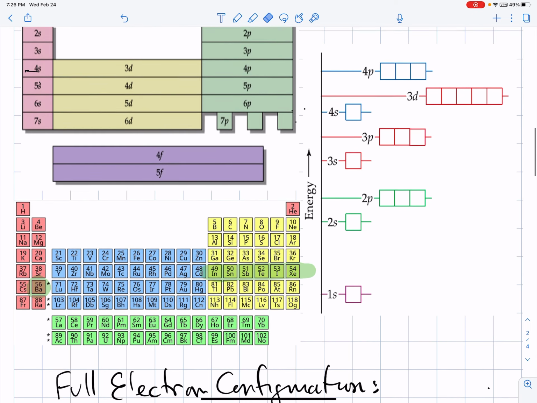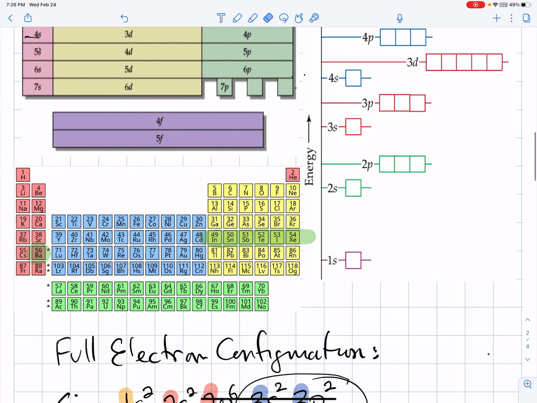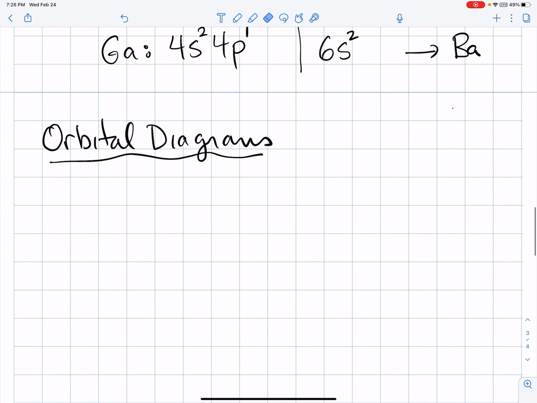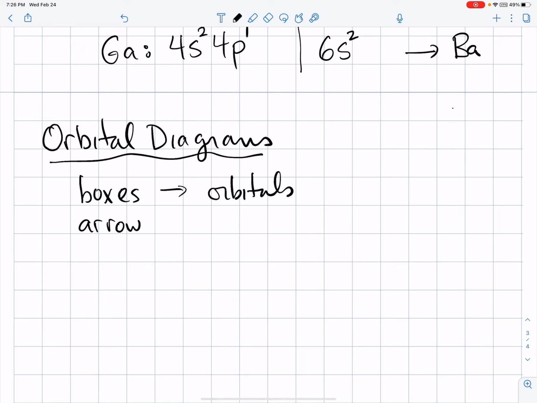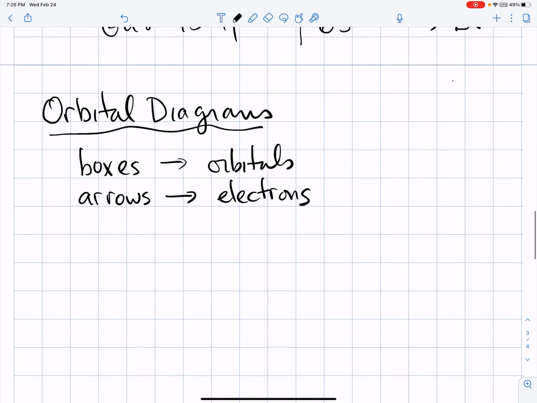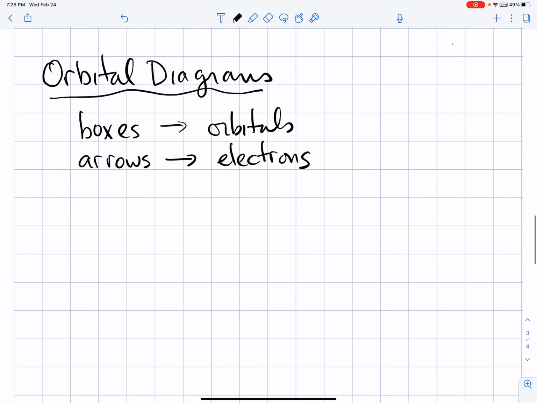What we're going to do instead now is still use boxes, but now we're going to use arrows to represent electrons. So boxes are going to represent orbitals, and arrows are going to represent electrons in the boxes, or in the orbitals, right? So it's not as hard as you might think. Let's give it a try.